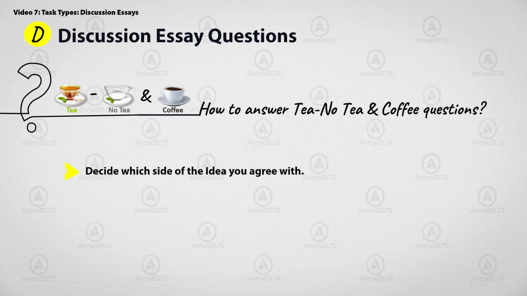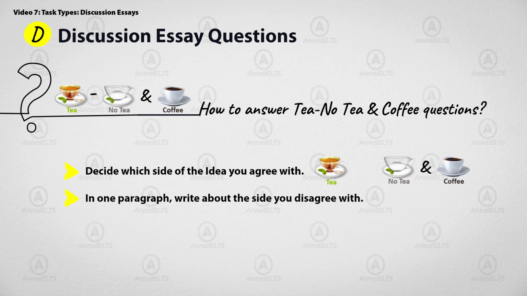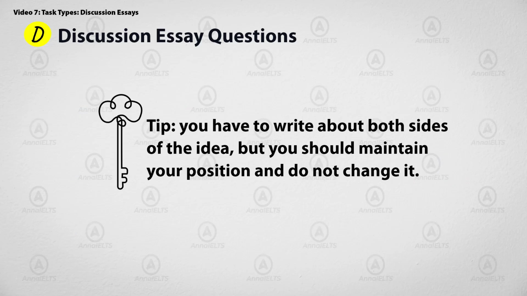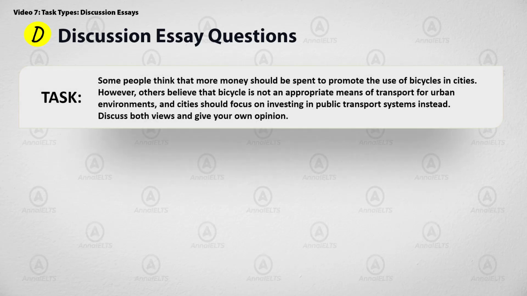Decide which side of the idea you agree with. Do you agree with tea? Or do you agree with Noti and coffee? In one paragraph, write about the side you disagree with. In the second paragraph, write about the side you agree with. You have to write about both sides of the idea, but you should maintain your position and do not change it.